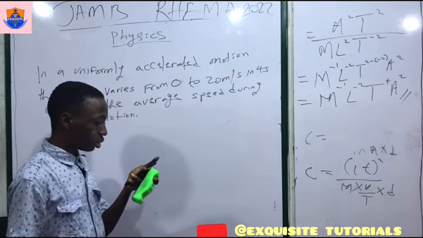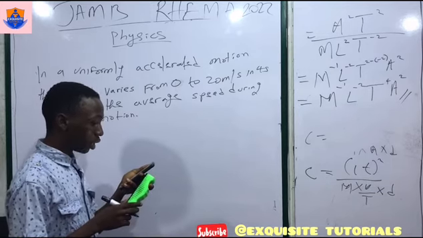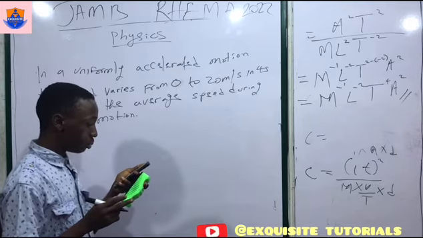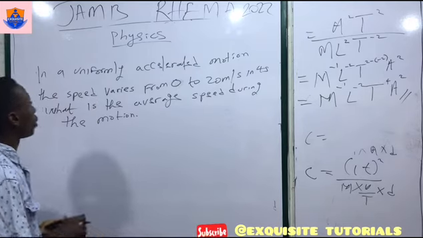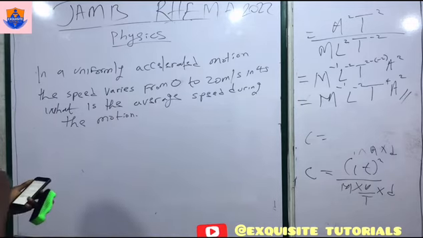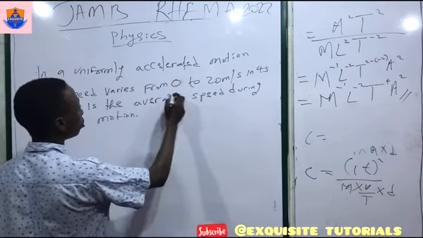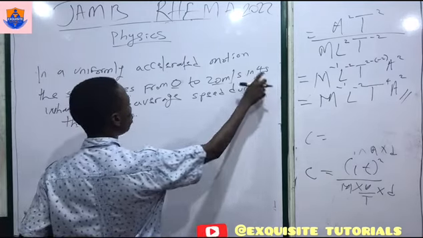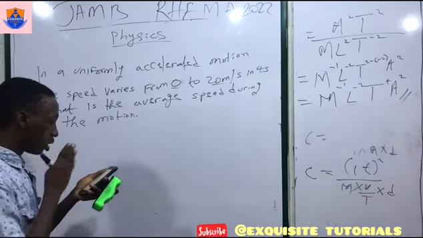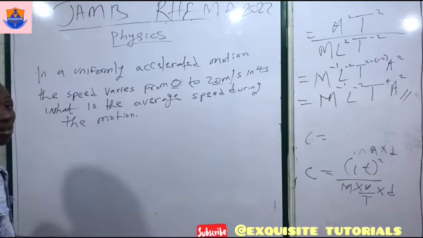Okay, yes, so that is the question. In a uniformly accelerated motion, the speed varies from 0 to 20 meters per second in 4 seconds. What is the average speed during the motion? Okay, now look at what they give us. The speed varies from 0 to 20 in 4 seconds. What they're asking us is that we should find the average speed.